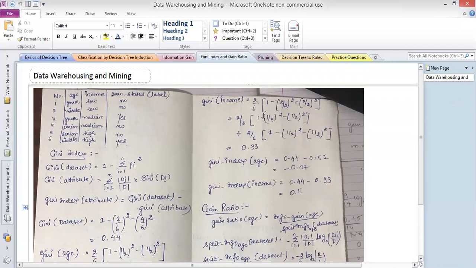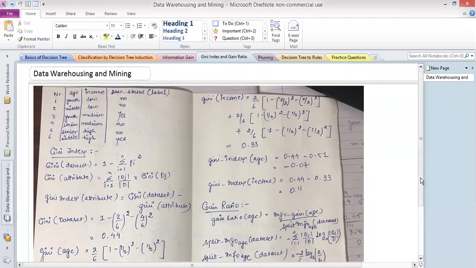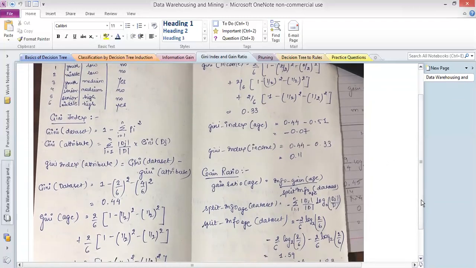Calculated for income as well. Gini age and Gini data set we've already calculated. So Gini index is going to be data set minus age. That's this. For income, you calculate the same way. Whichever is higher is selected first. Okay. We said that there are 3 indices. One was information gain, the other one was Gini index, and the third one was gain ratio.